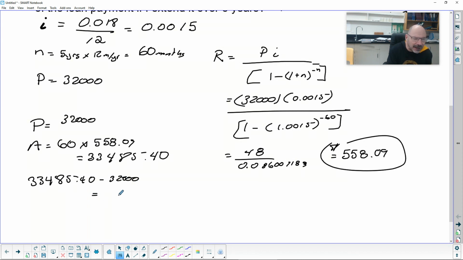Okay, when we do that, we end up getting $1,485 and 40 cents. So that's how much interest you have to pay. And this is the size of your payment. Okay, so that's a typical car loan type problem. Okay, lots of those.